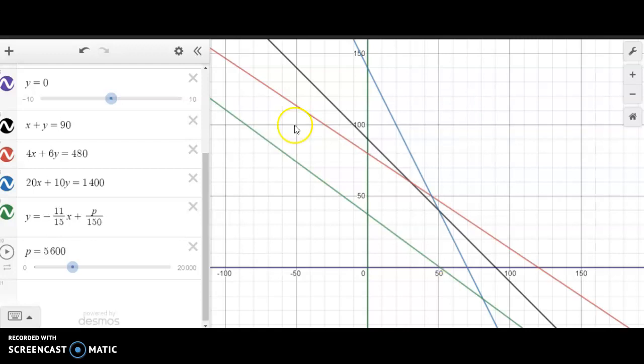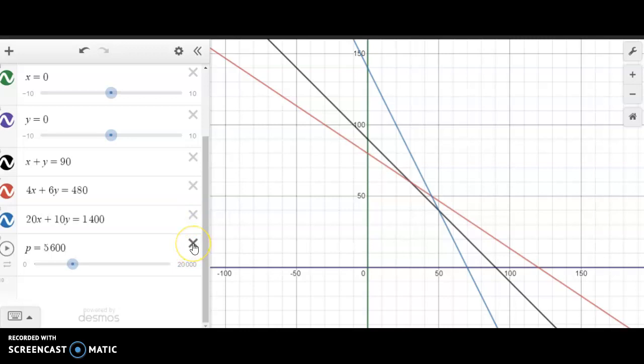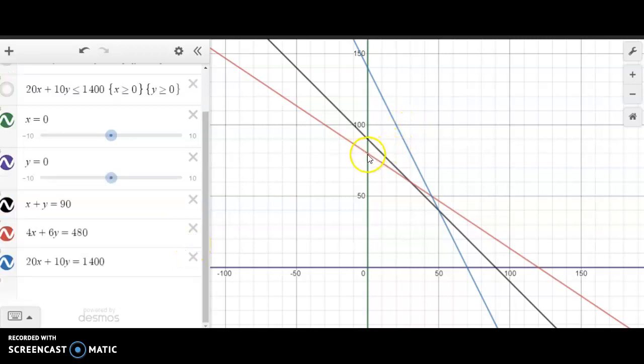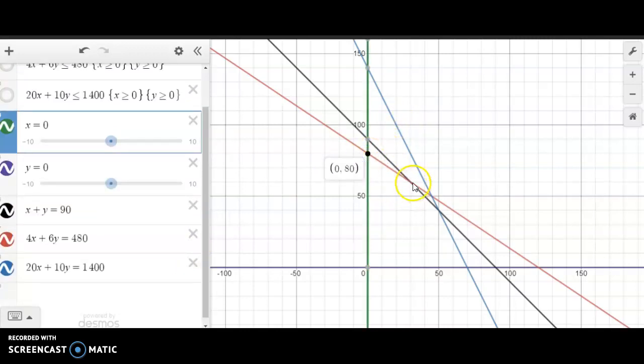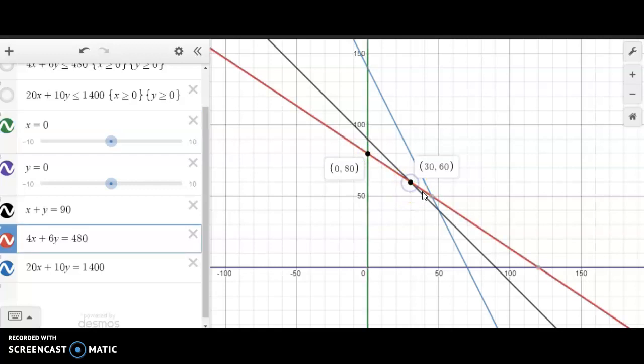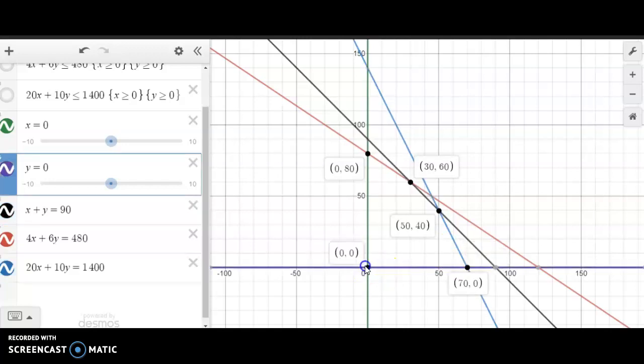Oh, by the way, before I go, if you didn't like using this method of finding the feasible region, you can always fall back on identifying the points of intersection and putting them in your equation and testing each one. Just a side note.